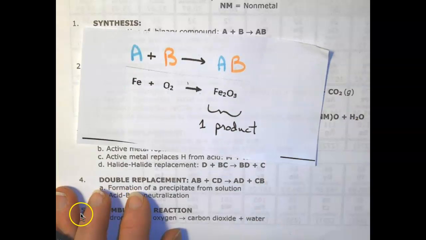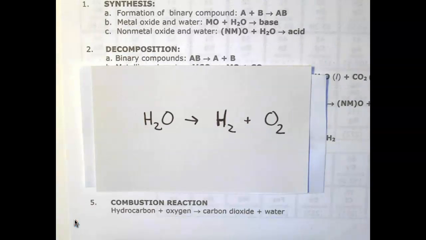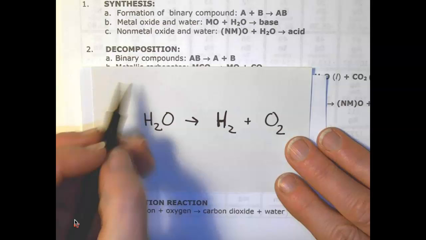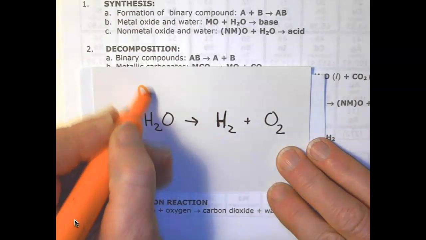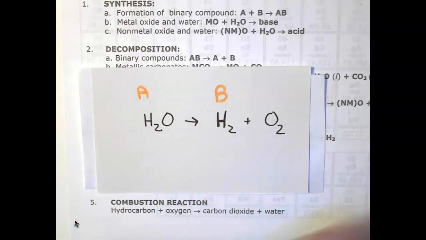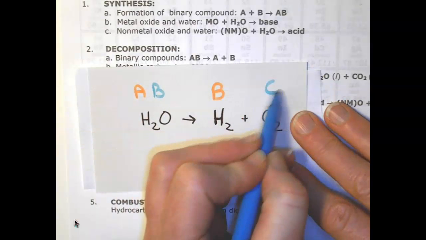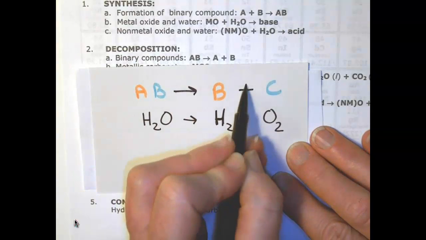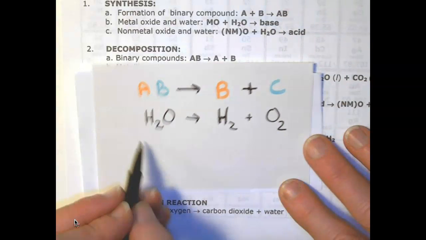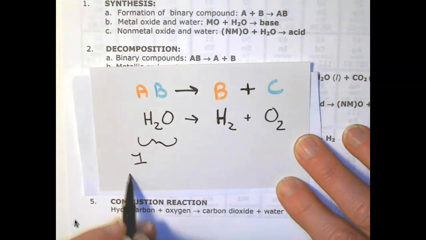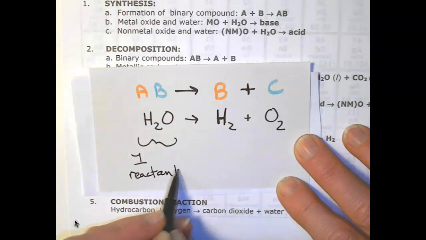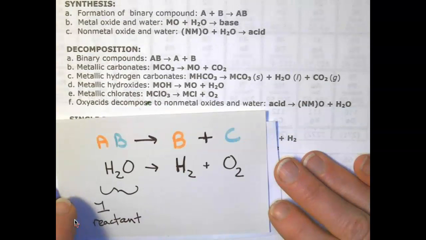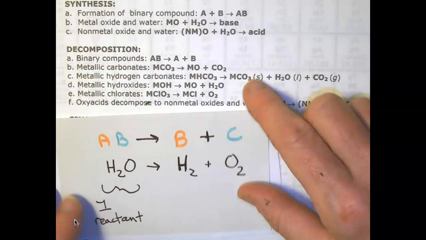There's one product. The next type we'll look at is binary decomposition, where we have a compound, a binary compound, and we can label these, that decomposes, like a body decomposes. So one reactant and two products. This is something breaking down. You usually have to add energy, and this is one reactant.